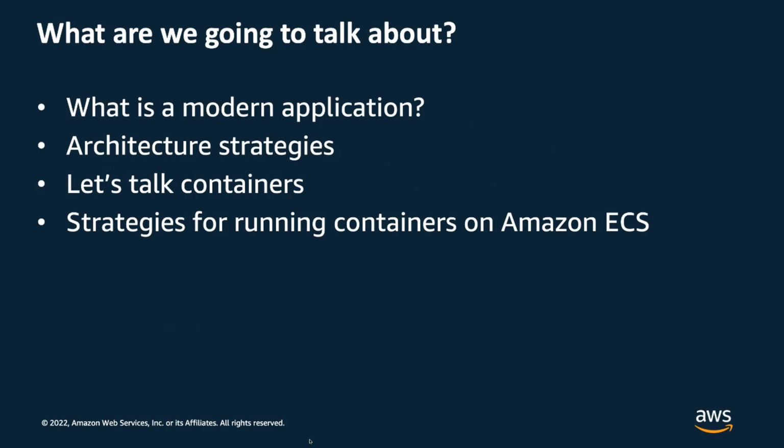Today we're going to talk about what a modern application looks like, and we'll actually go into defining some of the characteristics of a modern application. And from there, we'll segue into some of the architecture strategies that fit with a modern application paradigm. Then we're going to talk about containers. We're going to talk about the benefits that they offer. And then lastly, we're going to dive into some strategies around running your containers on Amazon ECS.